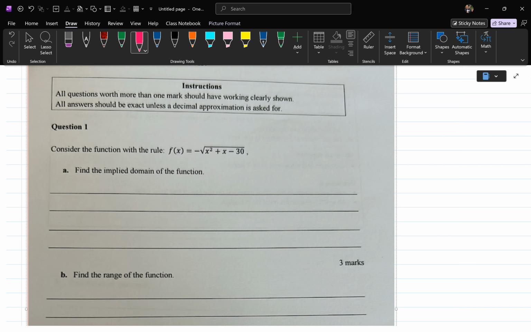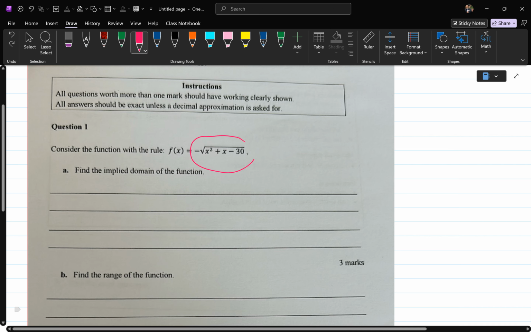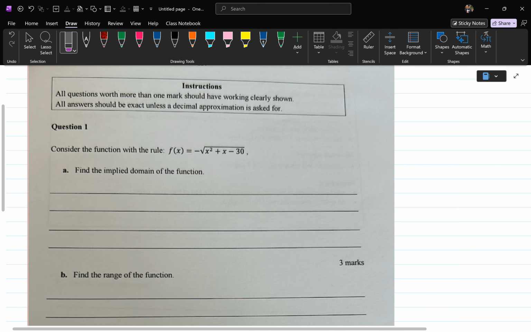When you're dealing with this, you don't need to specifically know what the graph looks like. I don't personally know what it looks like, but I can kind of predict it. You need to be able to break it up into its two functions because this is a composite function. And what I'm seeing here is something like a quadratic function.